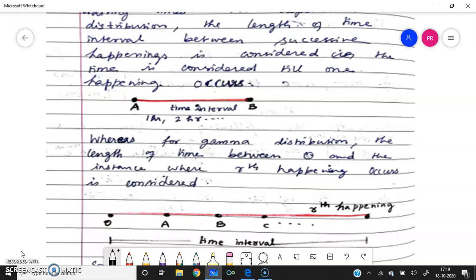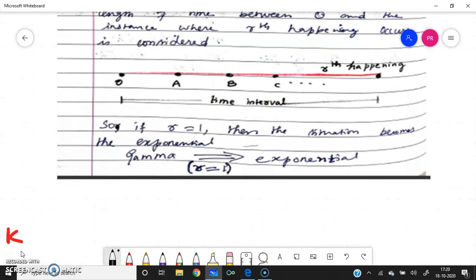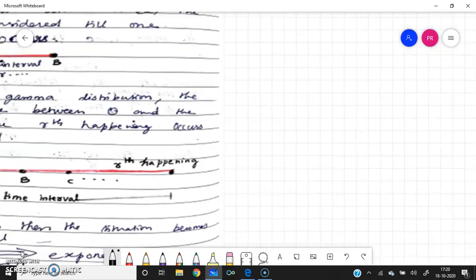But for the gamma distribution, the length of time between O and the instance where the rth happening occurs is considered. For example, O is the starting point. In the morning you are going to see how many accidents happen. Then you are going to see the 10th accident, suppose. First accident, second accident, and the rth will be the 10th accident. If you are doing it in such a manner, then you are talking about the gamma distribution. But when r equals 1, the situation becomes the exponential distribution. It is the same as the exponential distribution when r equals 1.